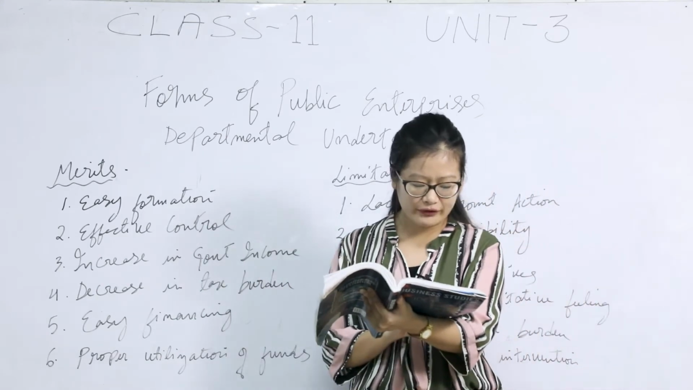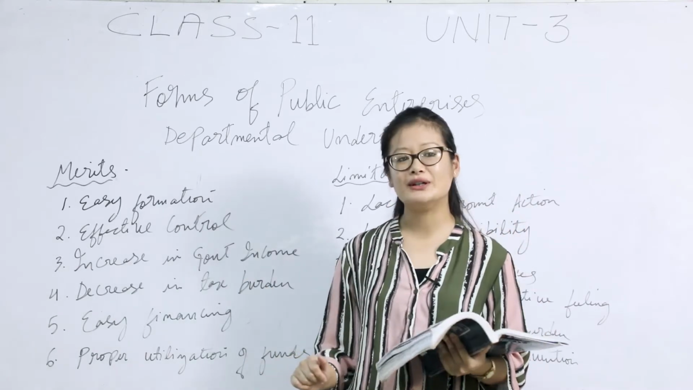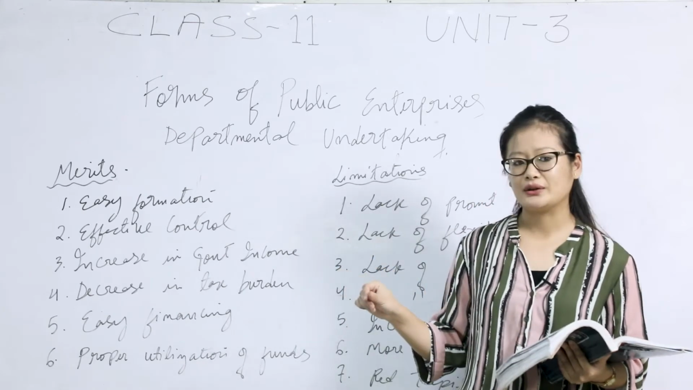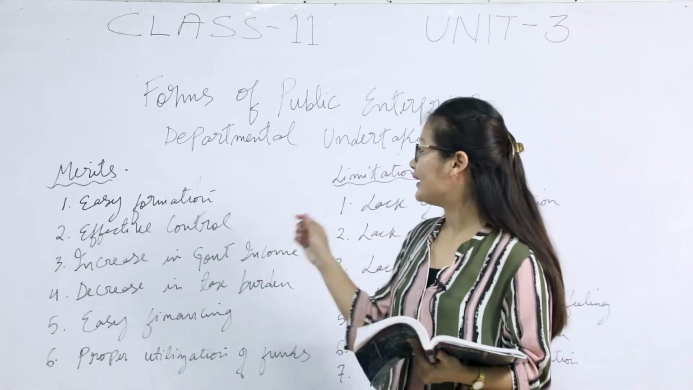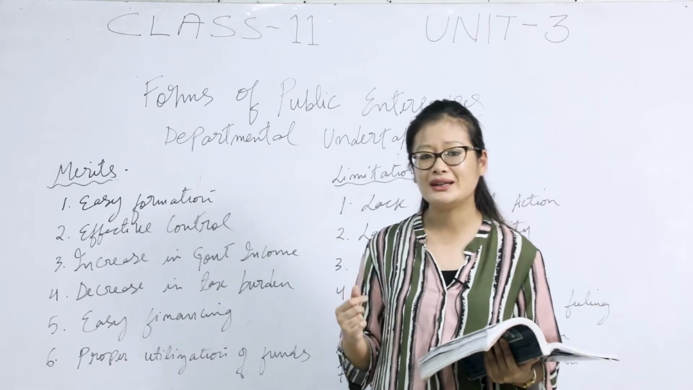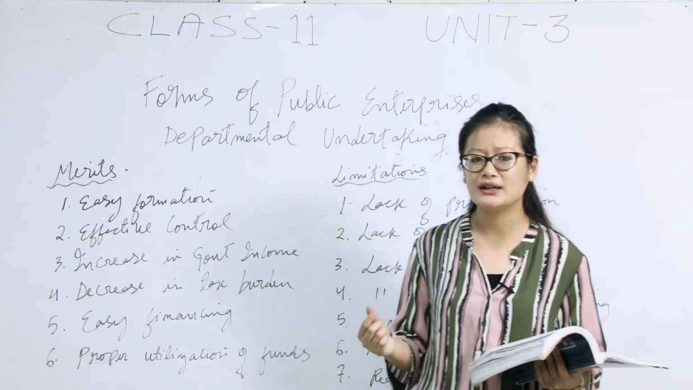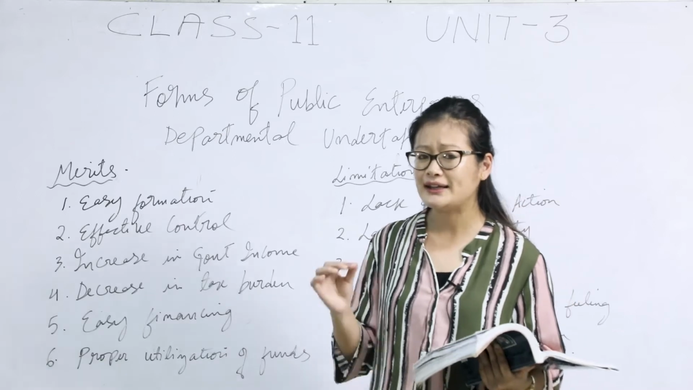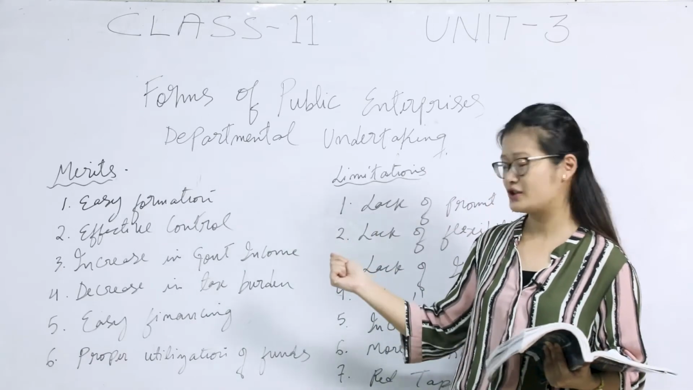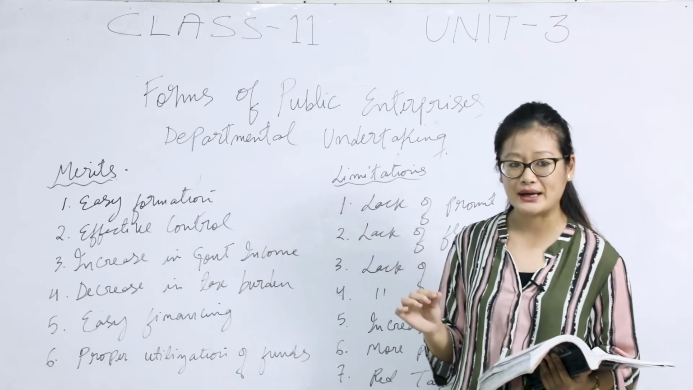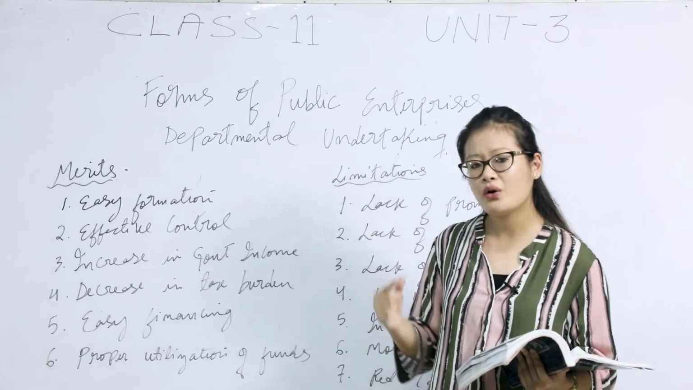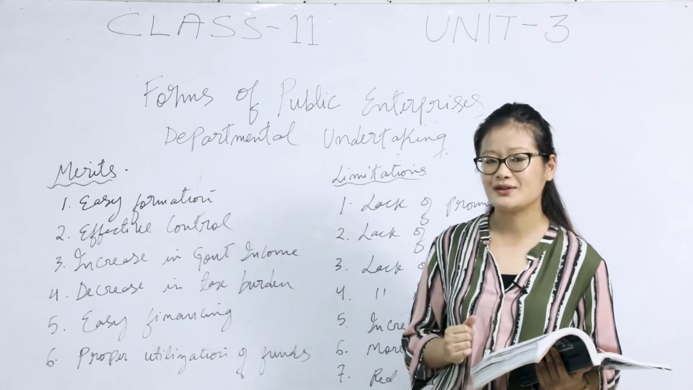Moving on, number 3 is increase in government income. The departmental undertaking can even borrow money from the government. It is possible under the department to borrow money from the government, and the government sanctions the money from the government treasury. And if the need arises, they can even borrow money from the public as well. That's how they function. And whenever public enterprises work for the department, it always increases the income of the government.